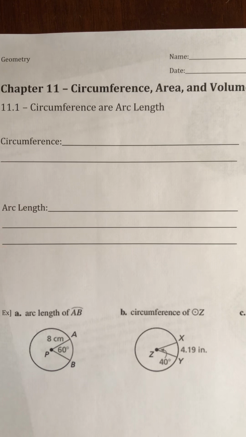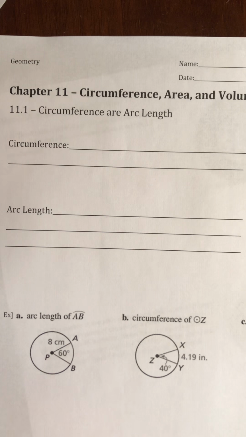All right, chapter 11, circumference, area, and volume. So chapter 11 is actually what most people think about when they think about geometry, a lot of area, perimeter, different shapes. So that is what this chapter is going to be about. It's one of my favorite chapters. I say that all the time, but it's true.